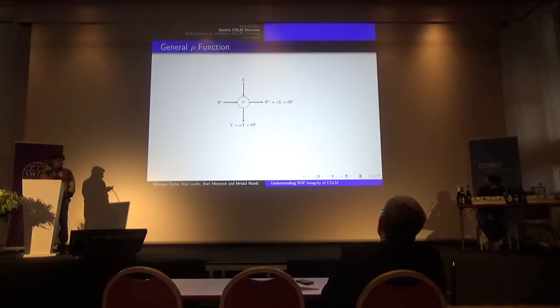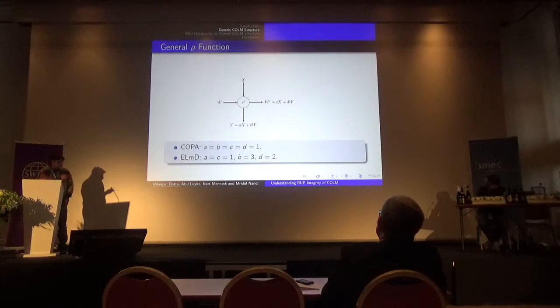It takes two inputs, x and w, and gets two outputs: y equals ax plus bw, and w prime is cx plus dw. And we are considering the generalized COLM structure, so it can take any a, b, c, d, but given the fact that there are some restrictions due to invertibility, from w and y it should be possible to get back x for the decryption.